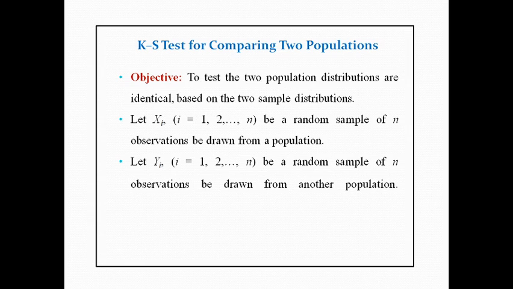Suppose we have x1, x2, ..., xn, a random sample of n observations drawn from one population, and y1, y2, ..., yn, a random sample of size n from another population. We want to know whether the two populations are identical.